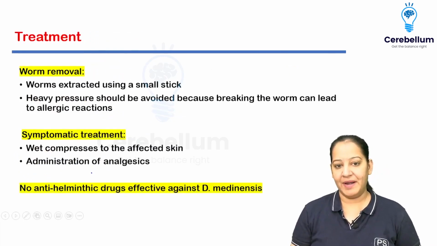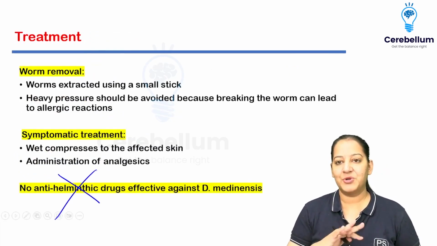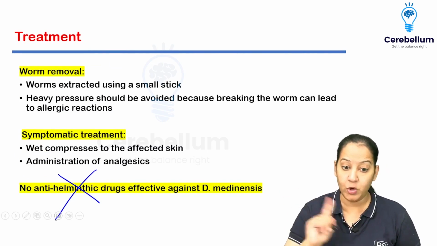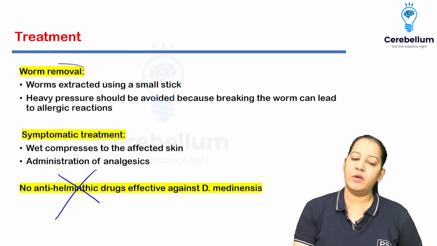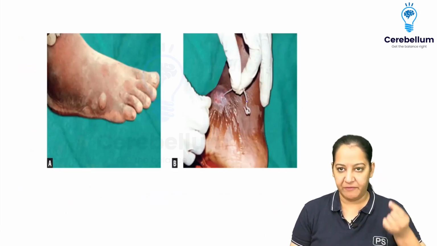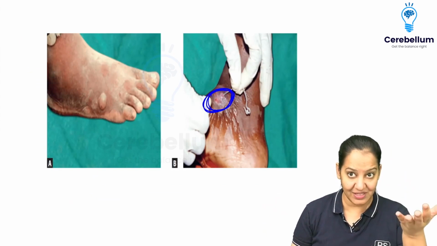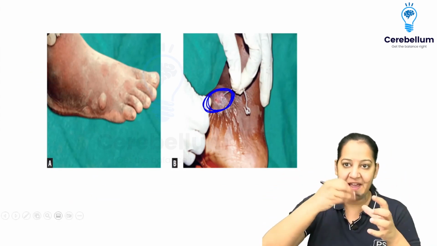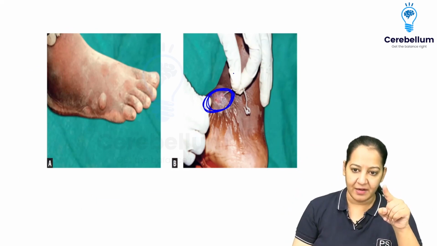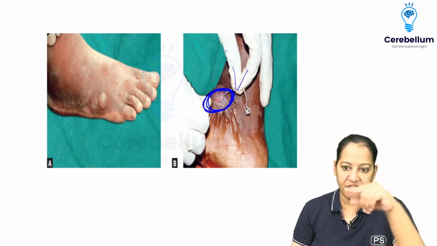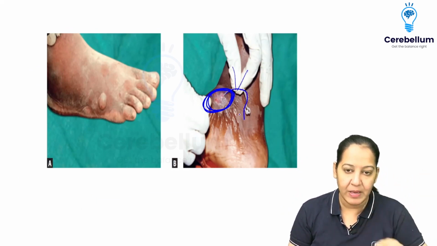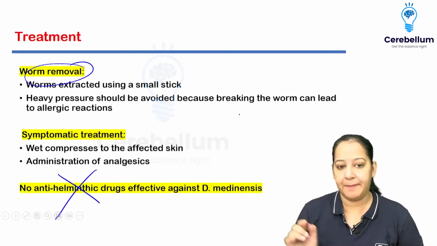Treatment, there is no drug to treat dracunculosis, no anti-helminthic drug. So you can remove the worm with the help of a stick. The female worm is present here now, just in the blister. You put a stick and take out the female worm. Can you see here? The physician is taking out the female worm. Can you see this thread-like female worm? It is taken out manually.